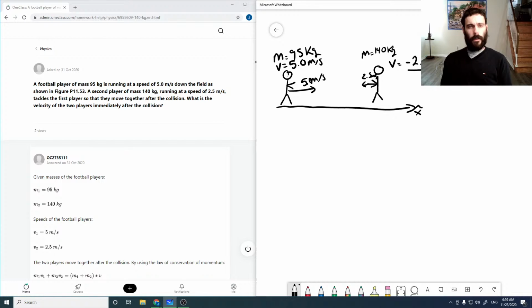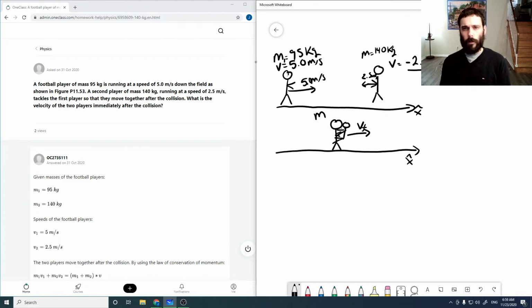The second player tackles the first player, so they move together after the collision. Now these guys apparently have even less of an understanding of football than I do, because neither of them is even holding the ball. I don't think you can tackle each other that way. Maybe. And they hold each other and move as one with some final velocity. Now, the mass in this case, I should have put little ones here, 1 or 2. So now our mass is going to be m1 plus m2, as it's the total mass. So neglecting my terrible drawings, we're going to move forward.